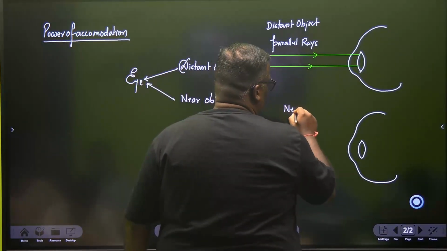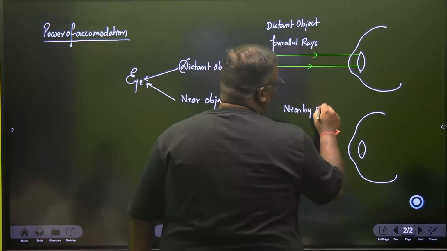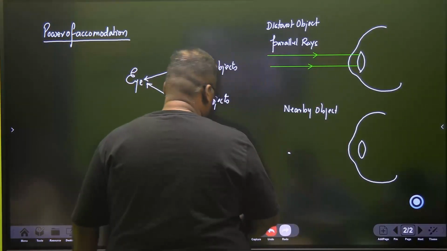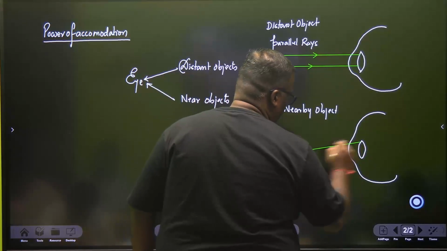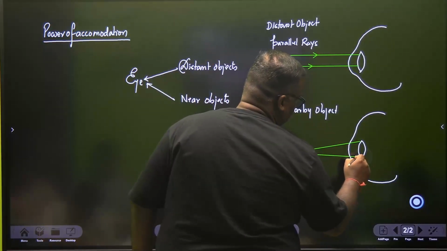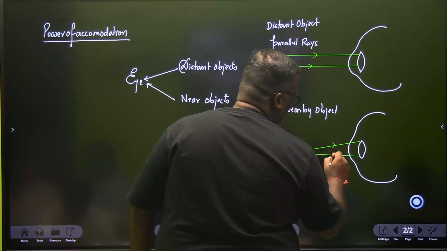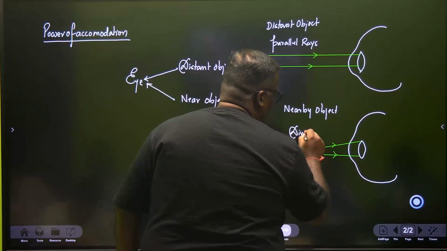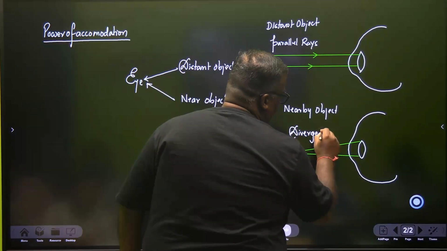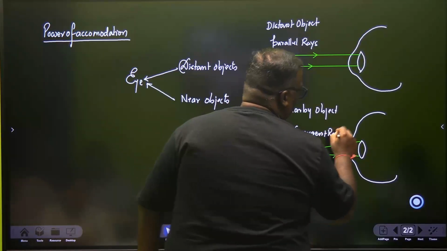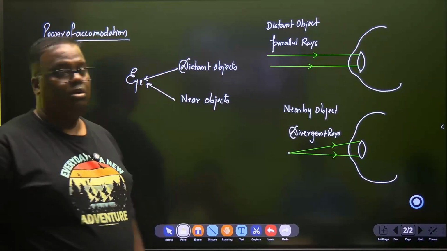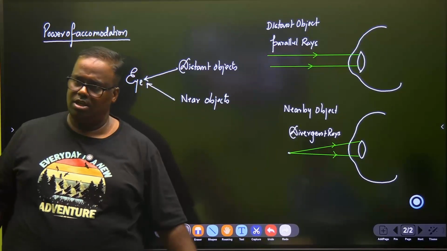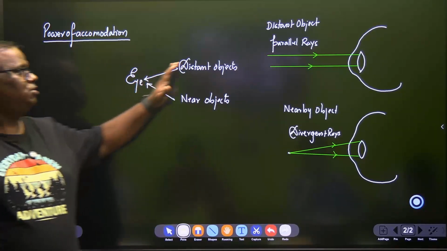If you have a nearby object, I have a nearby object out here. The rays that will be emitted from it will be divergent rays. A nearby object will give me divergent rays. And if your eye is able to again converge them on the retina, you are able to see these things, right?